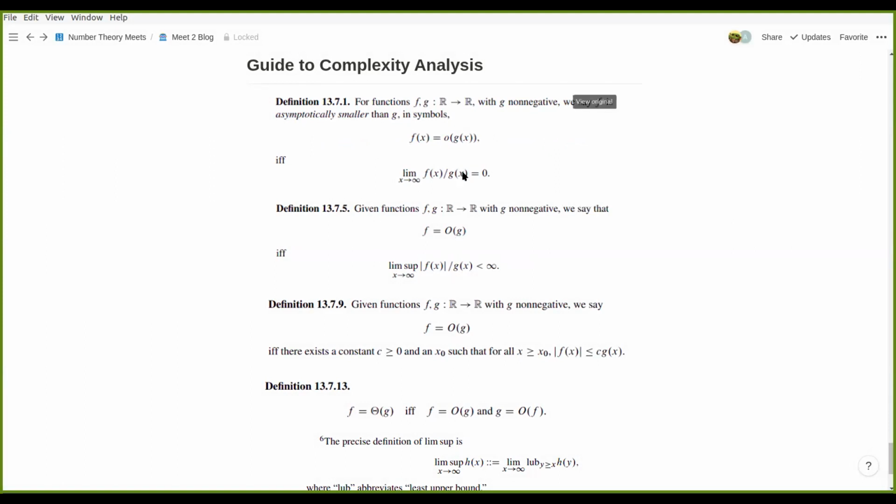However, if this comes equal to 0, then we call that f of x is small o of g of x. So does that clear it out? This is also represented as equivalent of g, like f is similar to g. Does that clear it out? Yeah, I got it.